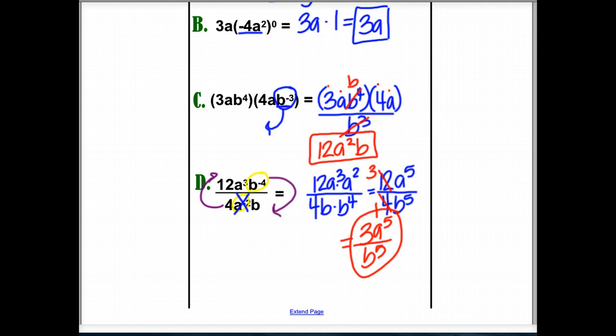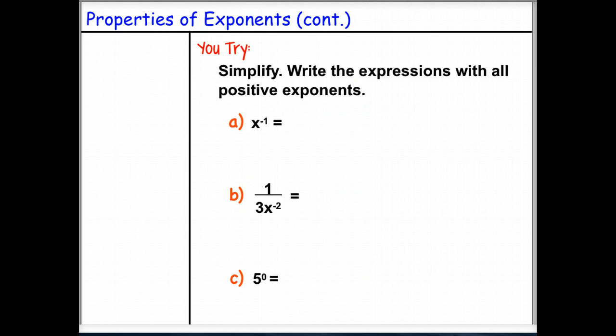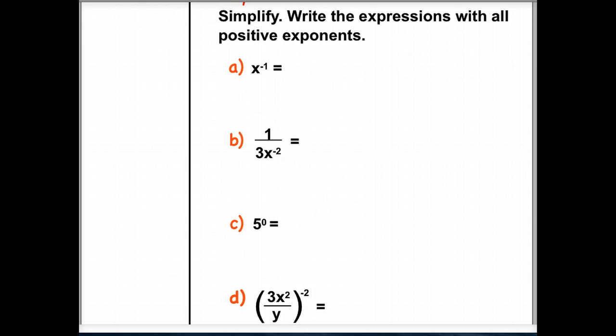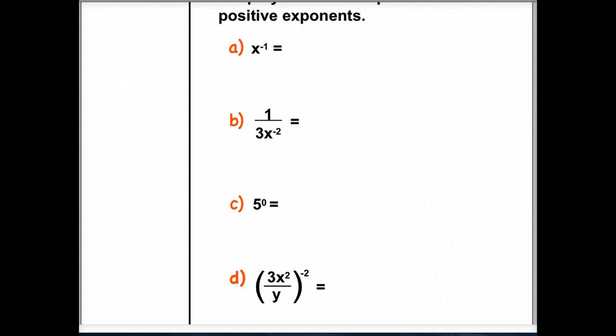Your job now is to go ahead and complete these 4 U-try problems. I don't want any of my exponents in any of my answers to be negative, but make sure you also simplify if possible. And by all means, don't forget to write your summary.